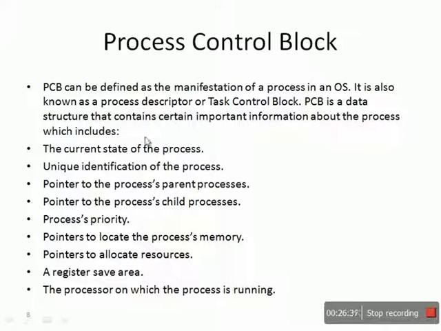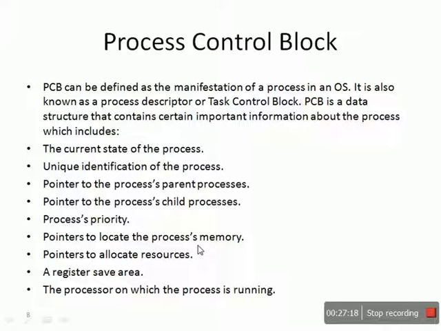So the PCB may include the current state of the process, the unique identification of the process, that is also called the process ID, PID in short form, a pointer to the process's parent process, a pointer to the process's child process, the process's priority. The process's priority may be required to schedule the process. We will look at the scheduling of processes in detail in our later sessions.